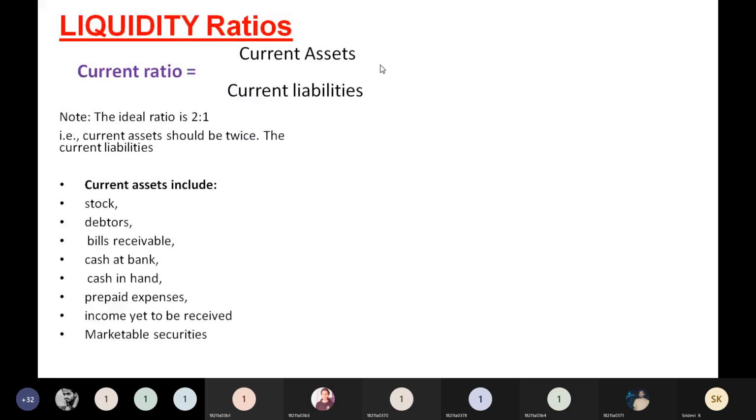And current liabilities. So what are the list that comes under the current liabilities? Creditors, as I said, suppliers who are going to supply the material to the company on credit.